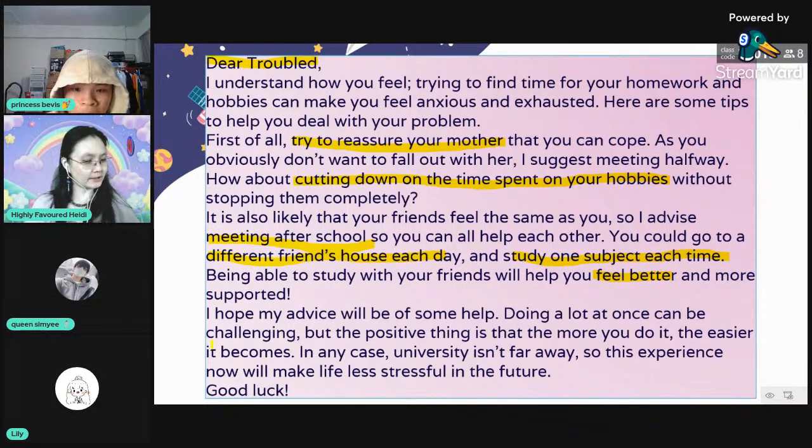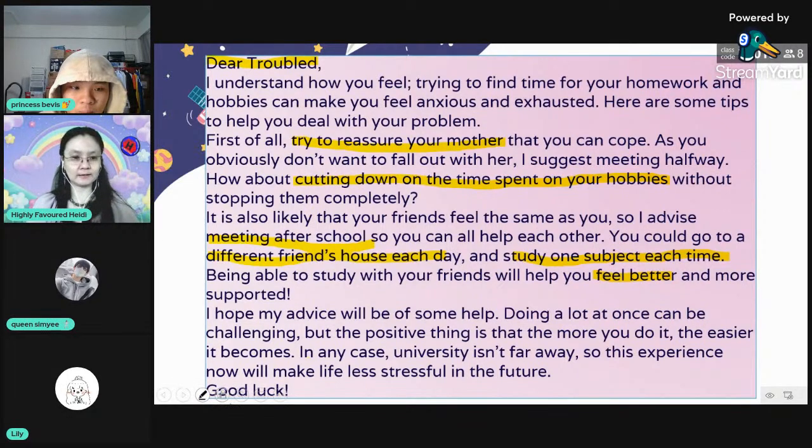Then the advice given here is to start a new paragraph for every major problem. Every problem, start a new paragraph. You can see, first of all, one paragraph, then the second paragraph is concerning the friend's help. So 2 paragraphs, different solutions. Then the next one, use appropriate expressions to give advice and make suggestions. So you will feel much better, more supported.